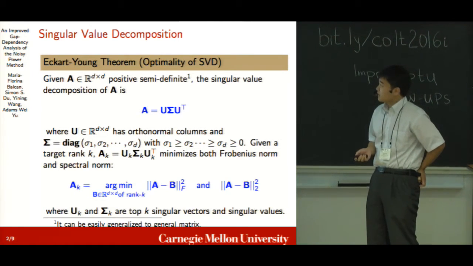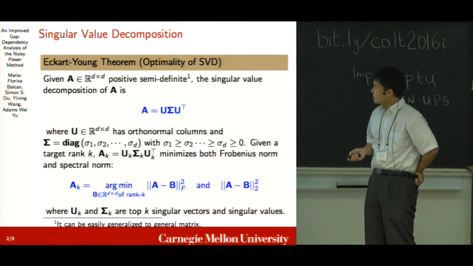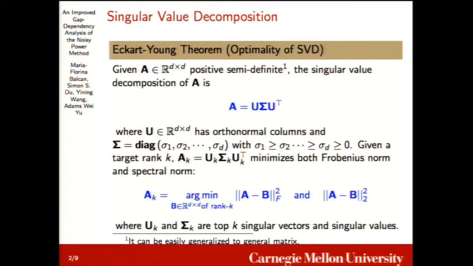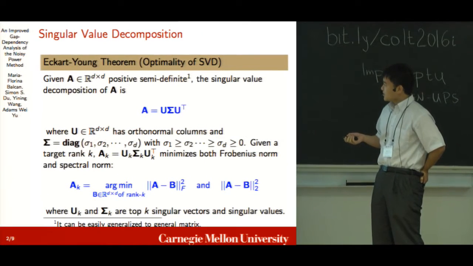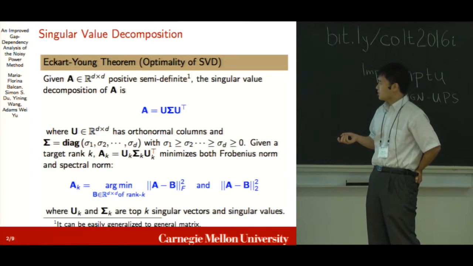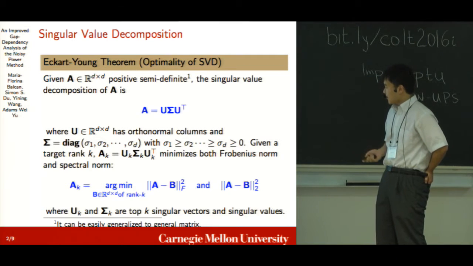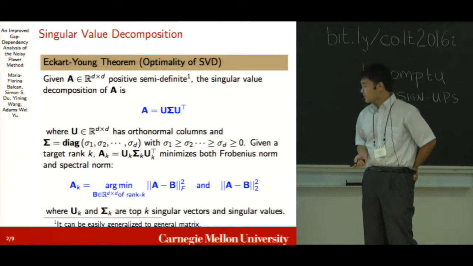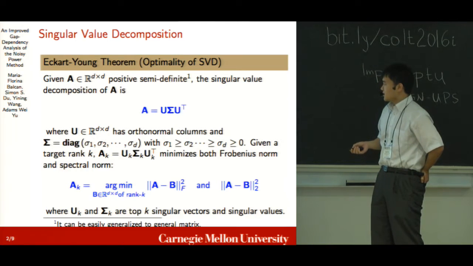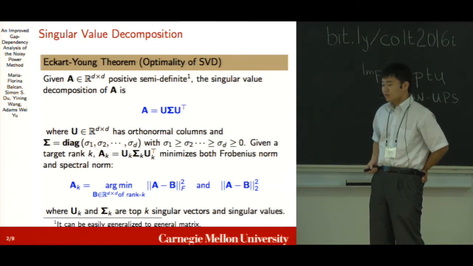We consider computing the singular value decomposition, where we have an input matrix A. We assume it's positive semi-definite, just for ease of notation. The singular value decomposition of A can be written as an orthonormal matrix multiplied by a diagonal matrix and then the transpose of that orthonormal matrix. The singular values are decreasing. If we want the best rank K approximation, it's U_K Sigma_K U_K transpose, which minimizes the Frobenius norm and the spectral norm.